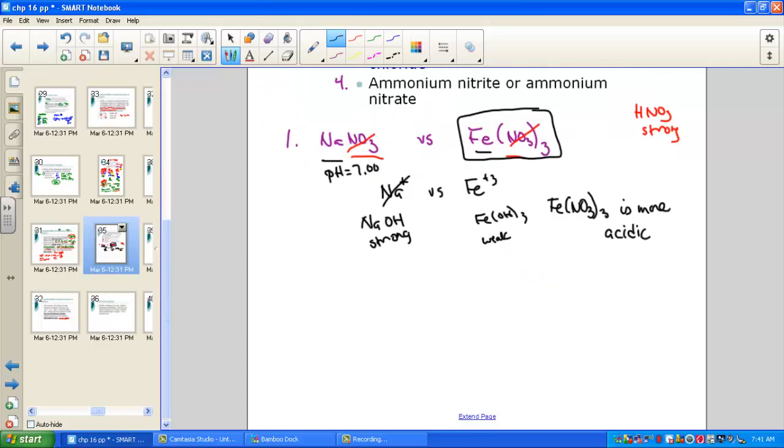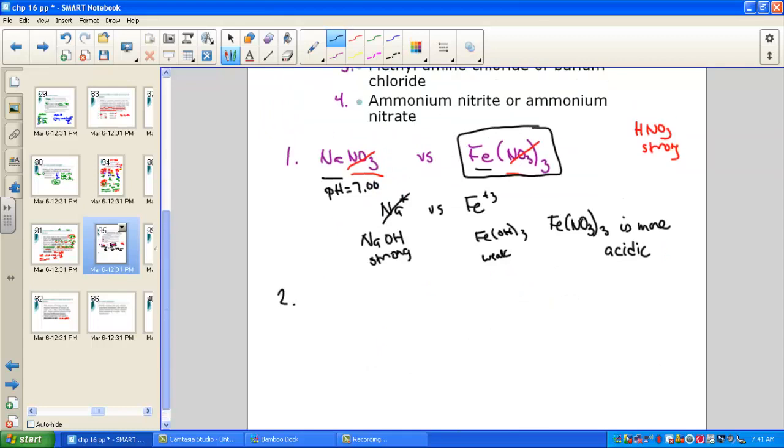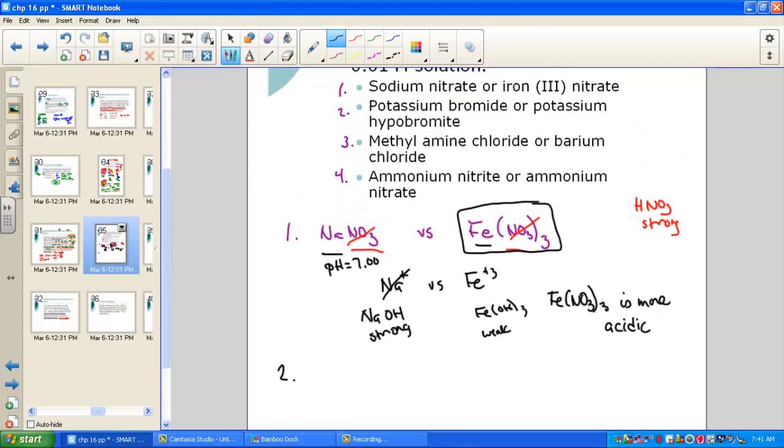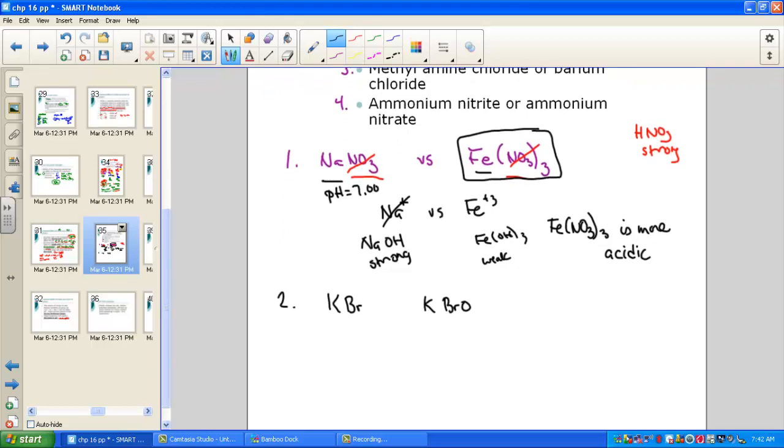Let's take a look at the second example. Here we're working with potassium bromide, KBr, versus potassium hypobromite, a polyatomic ion, BrO. Let's work through it. The potassium ion has a parent base of KOH. The bromide ion has a parent acid of HBr.